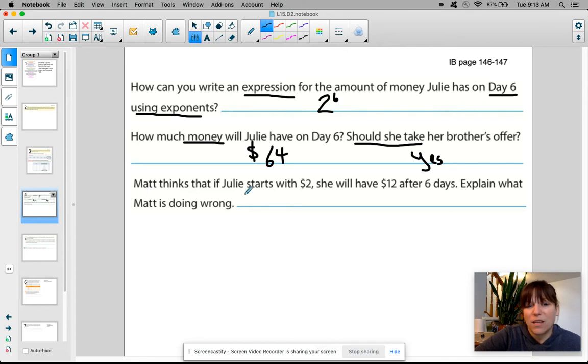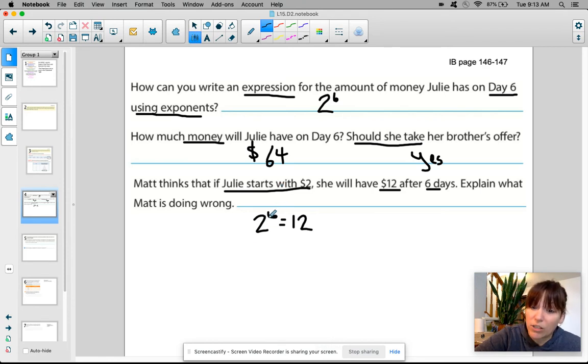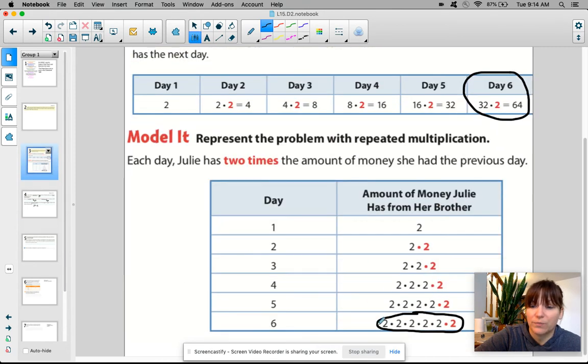So Matt is thinking if Julie starts with $2, she will have $12 after 6 days. Explain what he's doing wrong. So he is thinking that 2 to the 6th power equals 12. And this is a common mistake that people and kids, not just Matt, make. They think that, hey, this little 6 needs to just be multiplied by the 2 to get 12. That's what he did. And realizing that that exponent doesn't mean that you just multiply the 2 numbers together. It actually means that there are 6 2's, just like we saw over here.